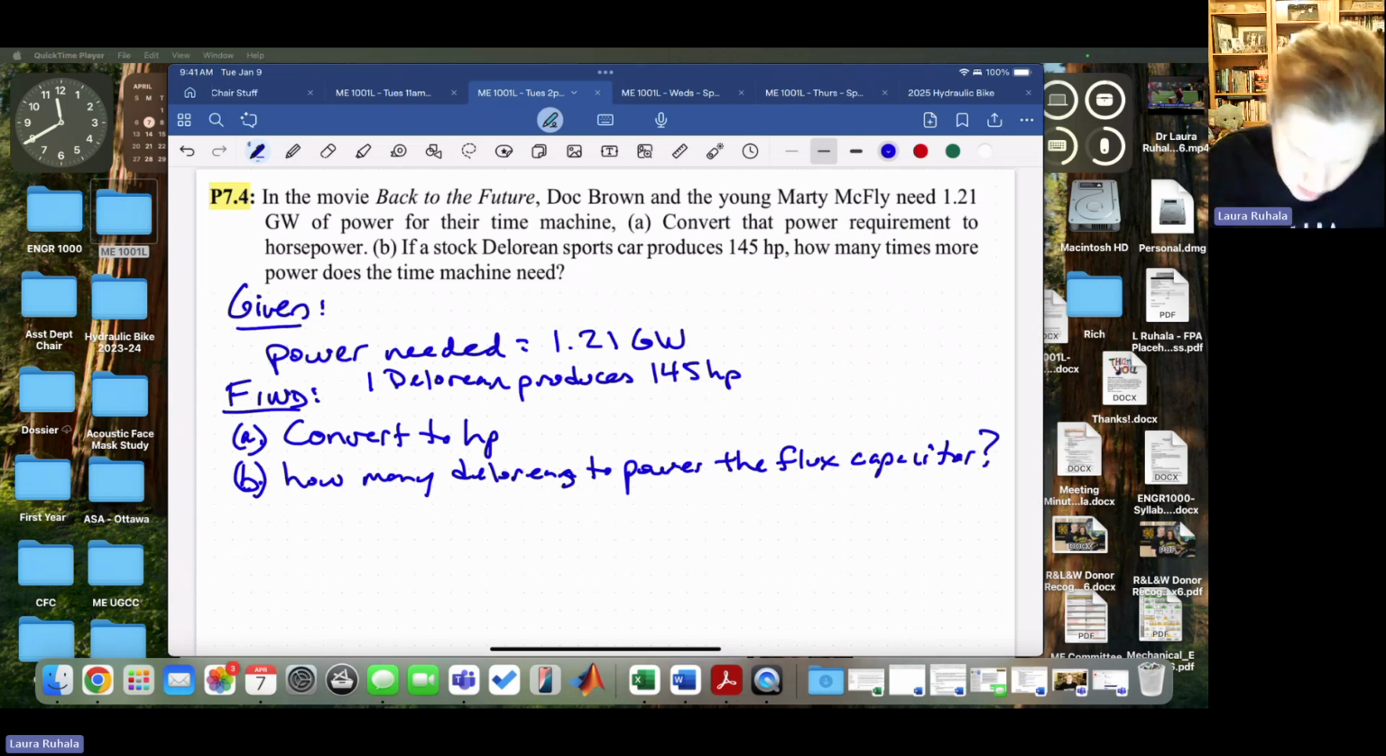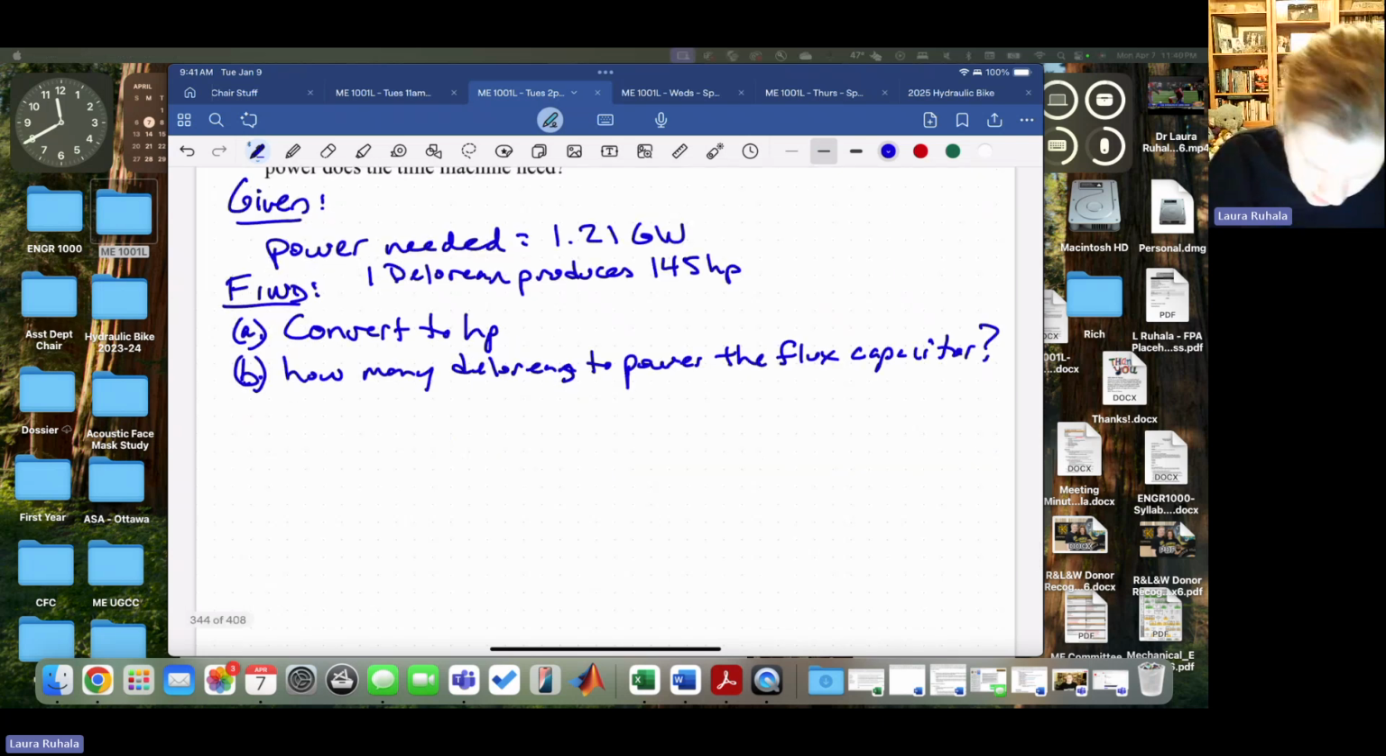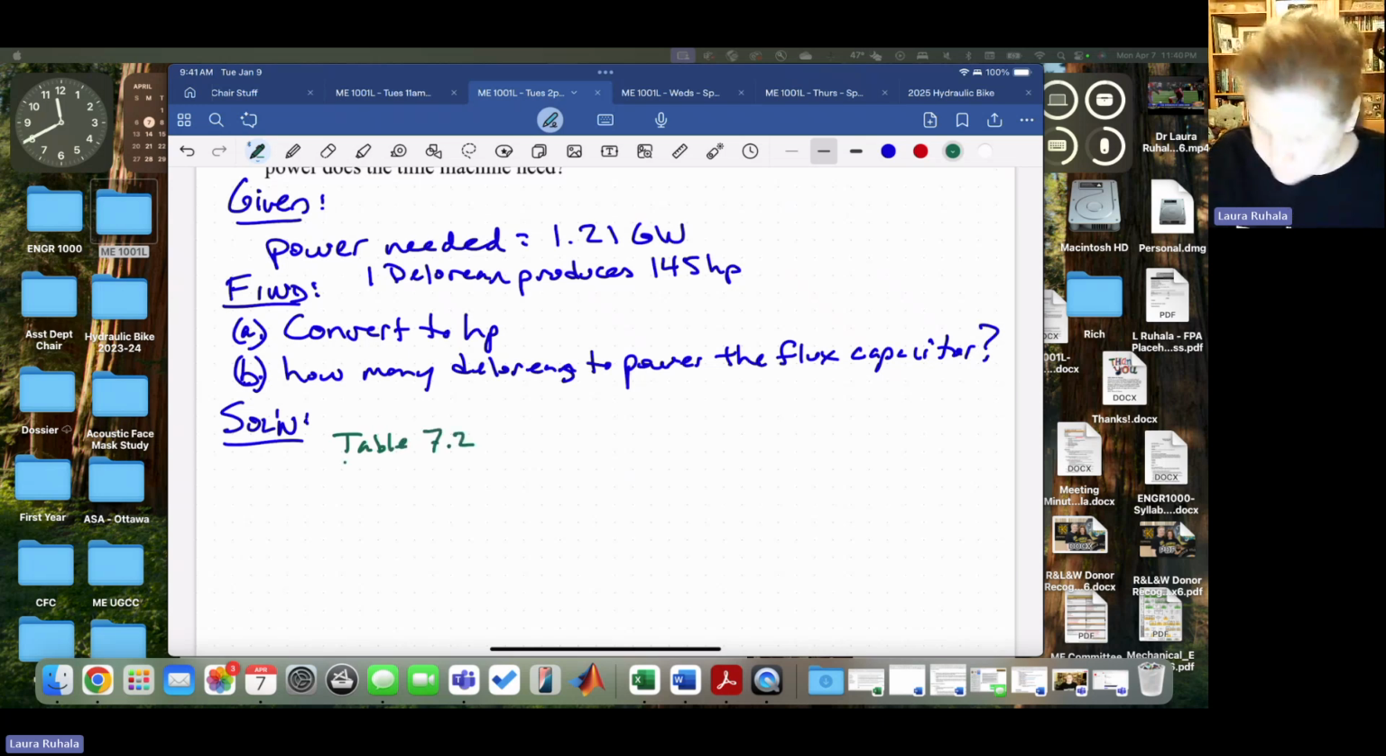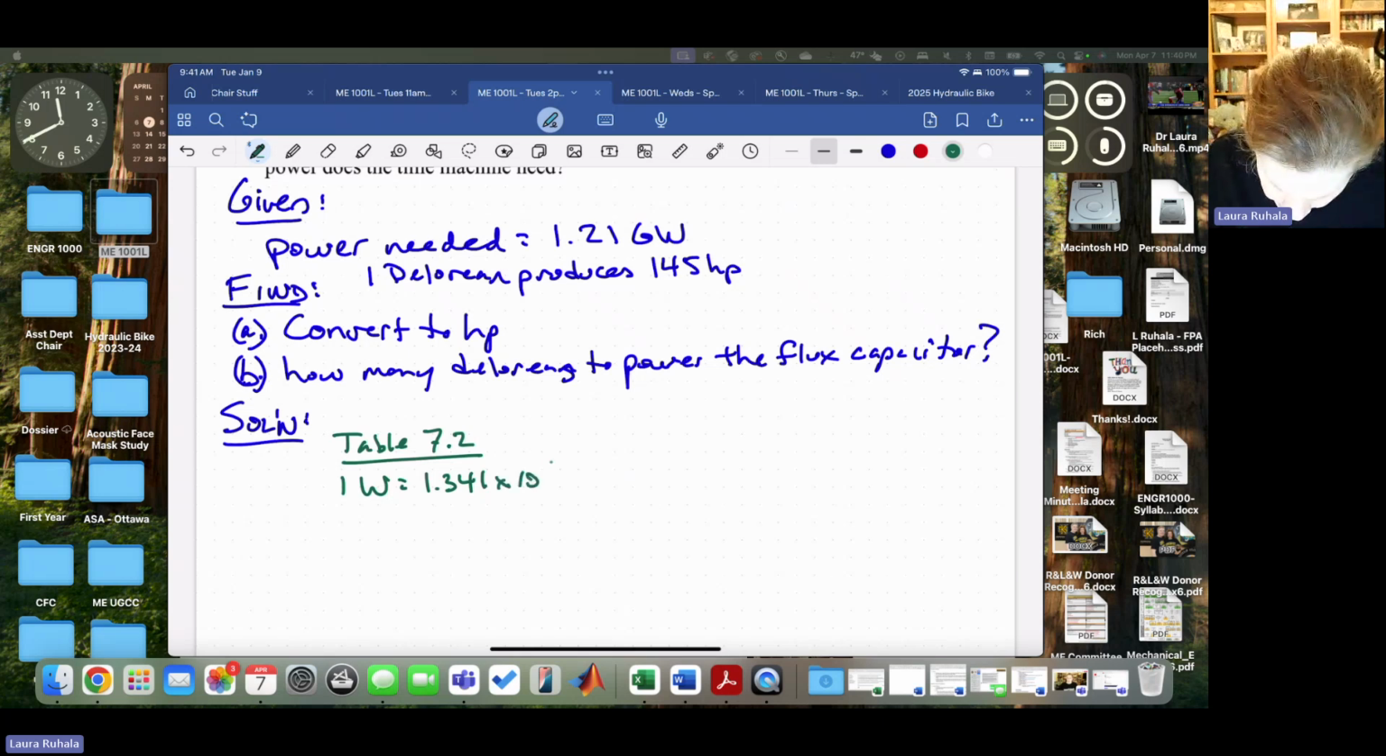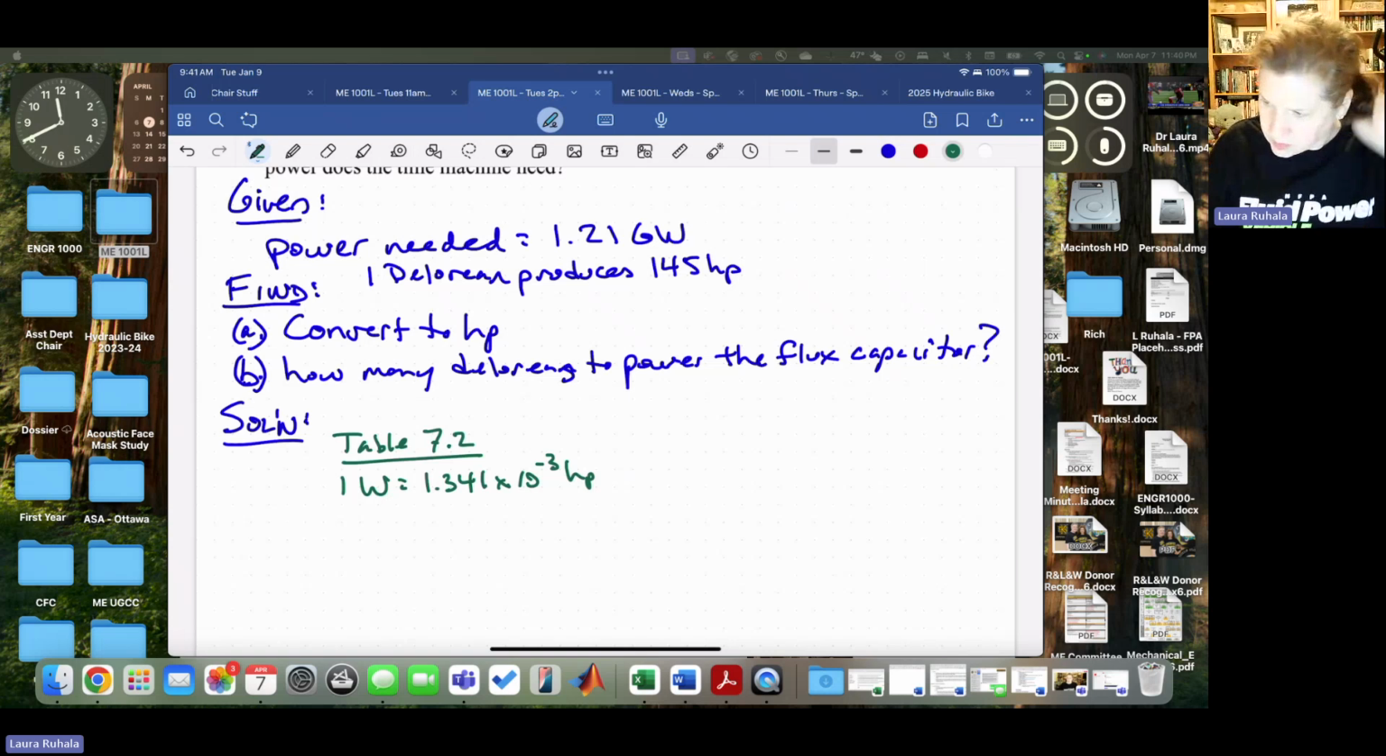The first part is just going to be a straight-on conversion. If I look at the conversion table, it's in table 7.2. I find that 1 watt is how many horsepower? Well, it's 1.341 times 10 to the minus 3 horsepower. So just a very, very small horsepower per watt.